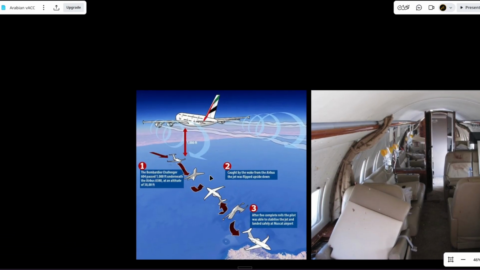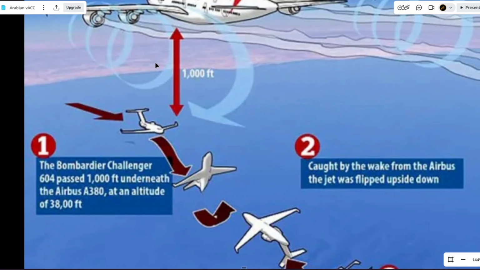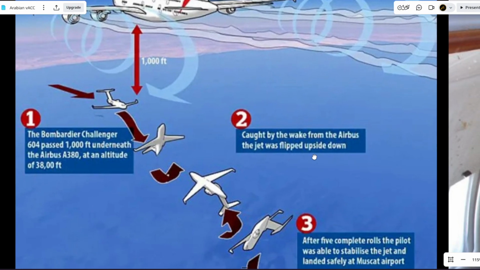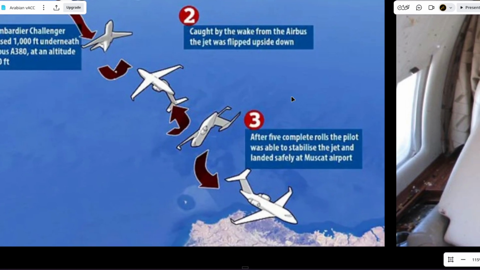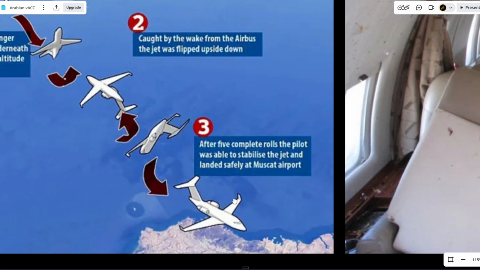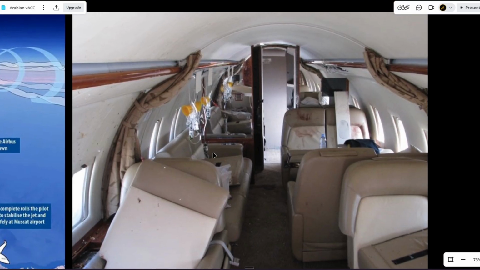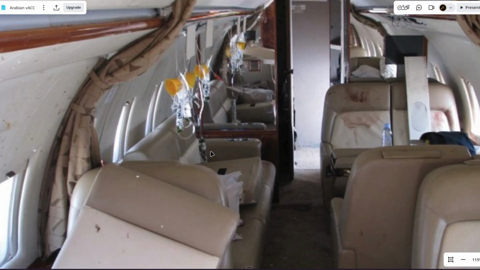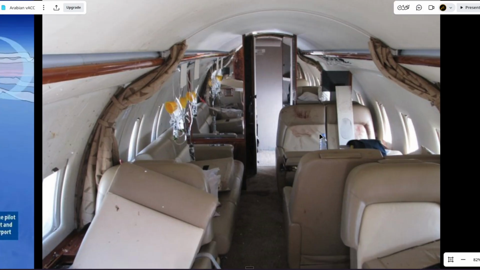Once upon a time, an Emirates A380 back in 2017 flew 1,000 feet over a Challenger business jet. And as they got caught in the wake turbulence produced by the A380, the aircraft was flipped upside down and did 5 complete rolls. And somehow the pilots heroically stabilized the aircraft, but not without sustaining some damages, as you can see, and some injuries.